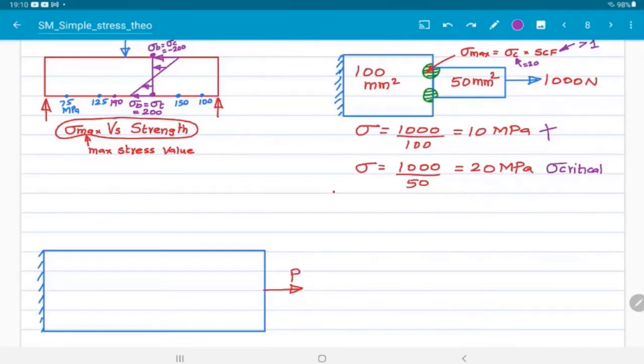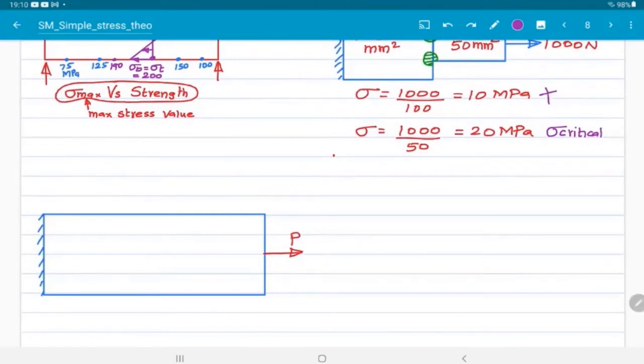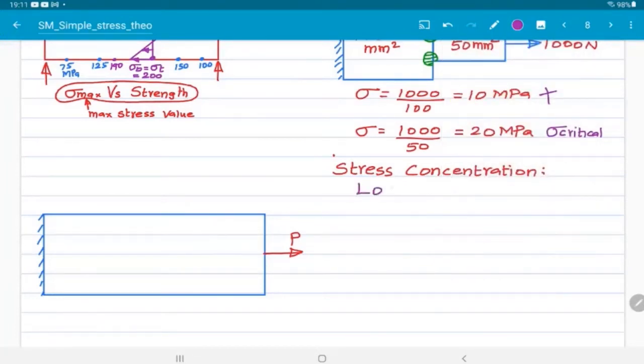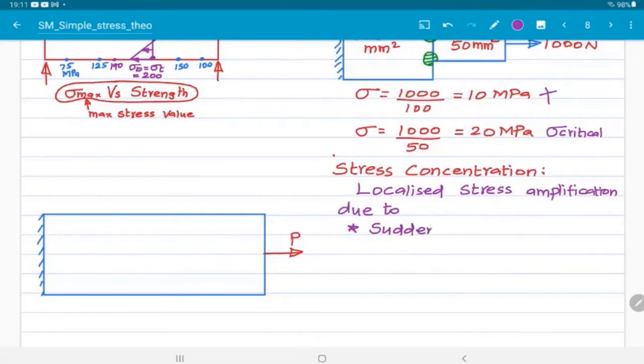So I will give the information about stress concentration. See, it is an important interview question. It is a localized stress amplification, not globalized, localized. Localized stress amplification due to: first point, sudden change in geometry. Second one, sudden change in material.